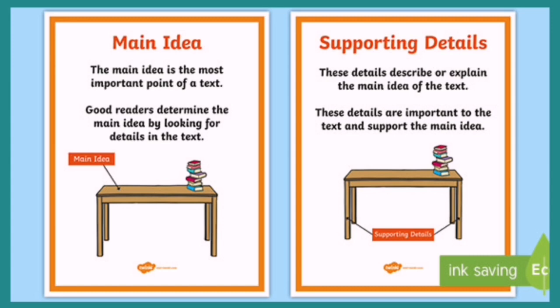And then the supporting details. These details describe or explain the main idea of the text. These details are important to the text and support the main idea. So supporting details are represented by the stand, okay, the table stands. Okay, that's why both of these main idea and supporting details are actually crucial and pivotal in writing your paragraph.